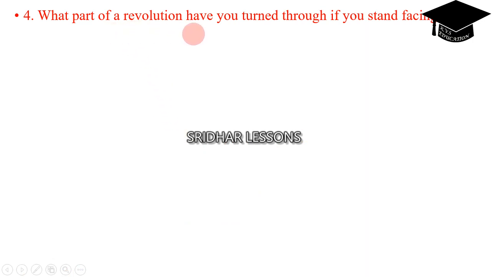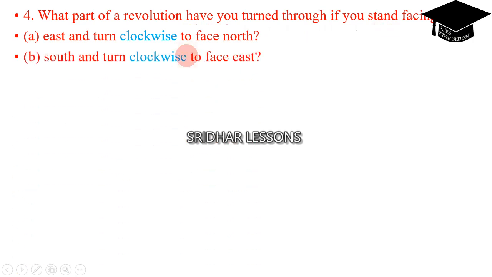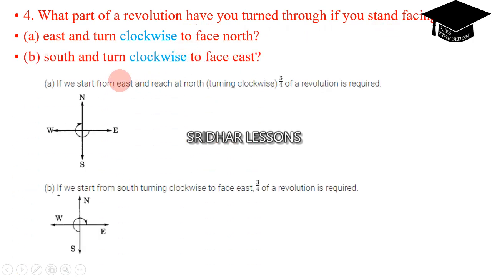What part of a revolution have you turned through if you stand facing east and turn clockwise? We will see. See this one. If we start from east, from here, okay, and turn at north, turning 3/4 of a revolution, if you observe. So 3/4 of revolution is required. Okay. What part means 3/4 to face north.